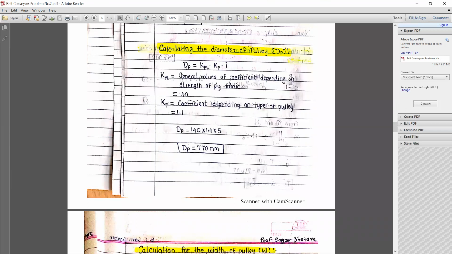Next one, calculation of the diameter of the pulley. So dp is equal to kpl into kp into I, where kpl is a general coefficient depending upon the strength of the ply fabric. In the previous problem I gave that table. From that table we are choosing the value of 140. For kp, the coefficient depending upon the type of pulley, here we are choosing the crown pulley, so the value of kp is 1.1. So the diameter of the pulley dp is equal to 770 mm.